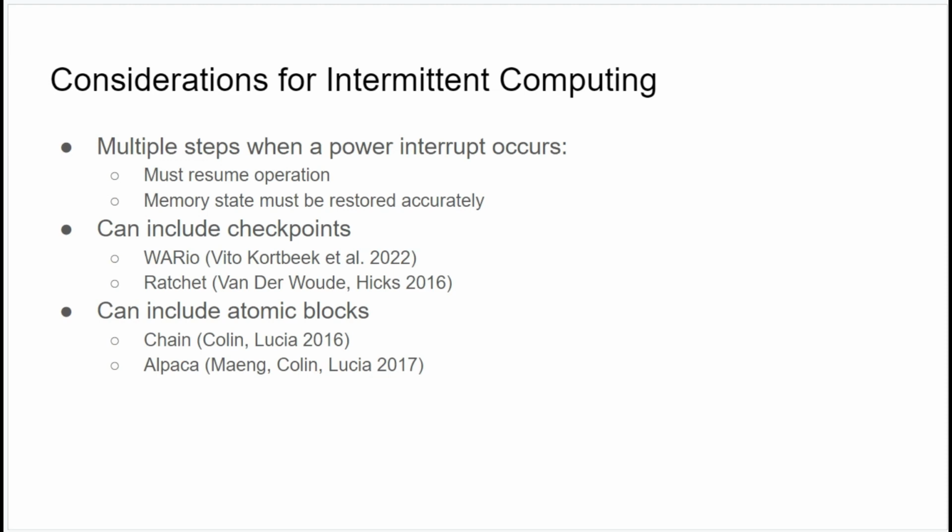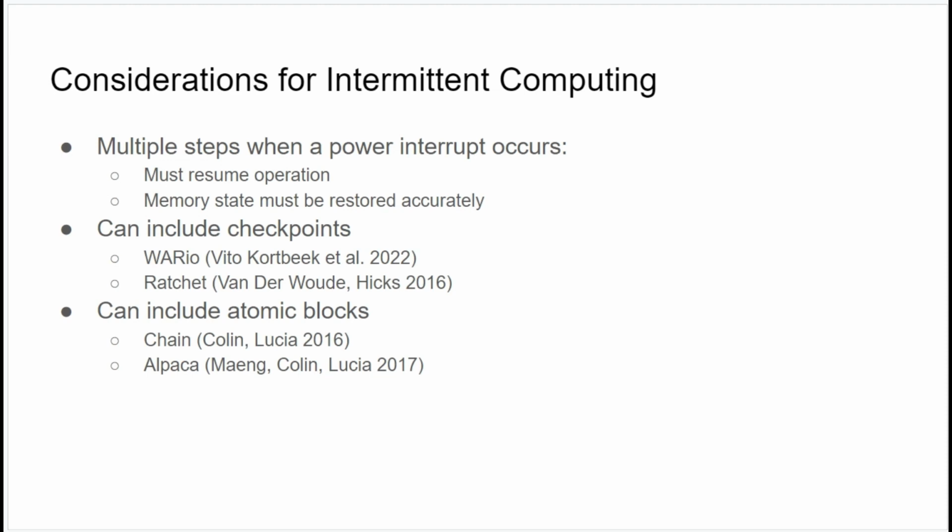These are two features which a debugger is going to check out and ensure are all functioning as intended. So there are a couple of methods for doing this, which DIPS does take into consideration both of. And these can include checkpoints. So in the papers Wario and Ratchet, these two use checkpoints in order to preserve the memory state when there is a power outage.